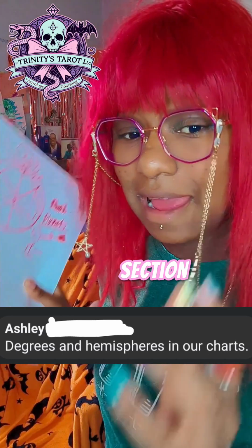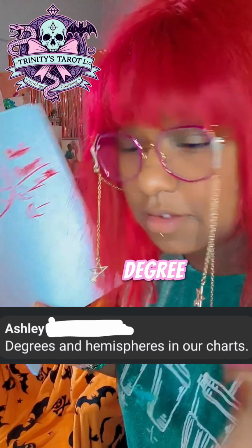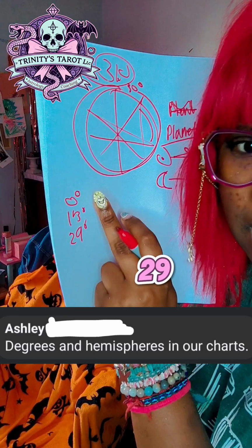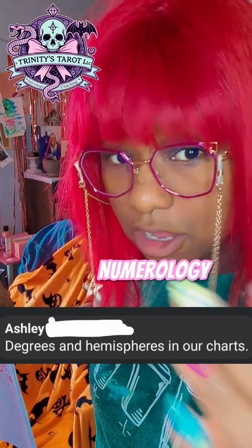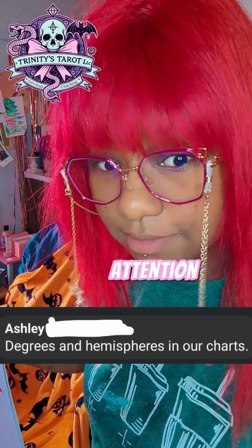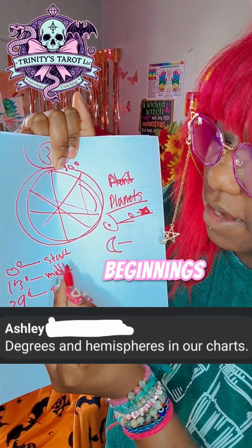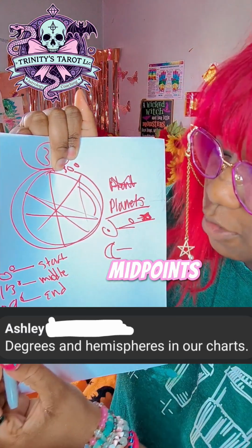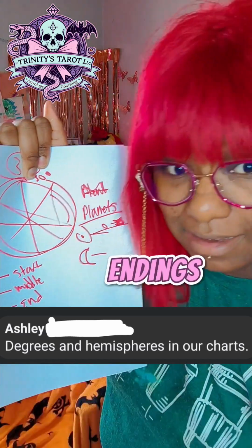Each section has a critical degree: 0, 13, and 29. Those are your critical degrees. Numerology comes into play here now. Pay attention. 0 is intense new beginnings. 13 is intense midpoints. 29s are very intense endings.